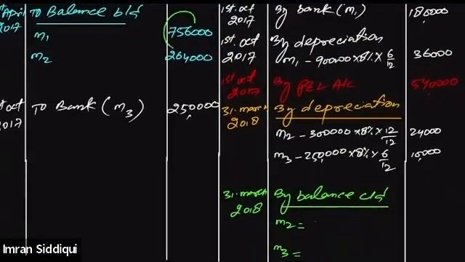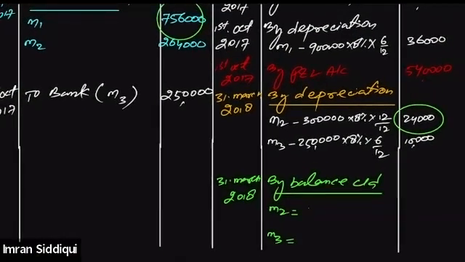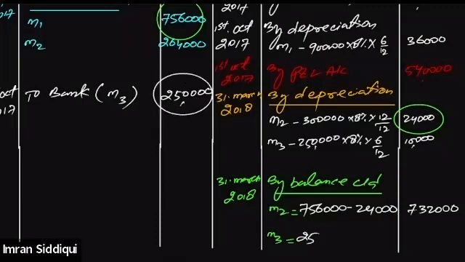For machine 2, opening balance was 7,56,000. On that, we charge depreciation of 24,000. So the balance figure will be the closing value. 7,56,000 minus 24,000 will be 7,32,000. And for machine 3, opening balance was 2,50,000, upon which we charge depreciation of 10,000. So closing value for this will be 2,40,000.